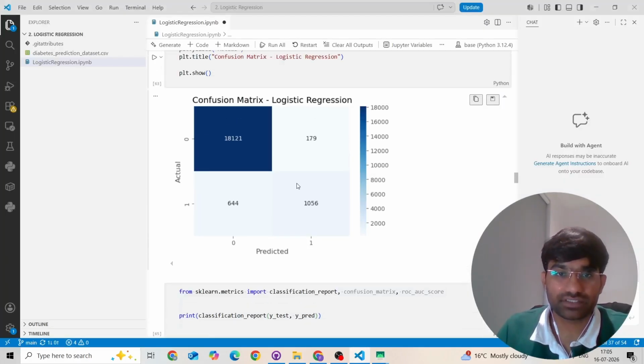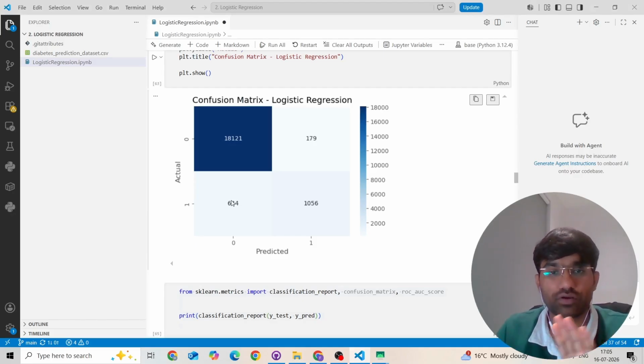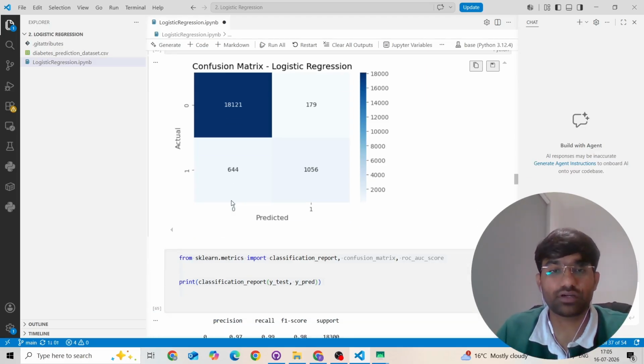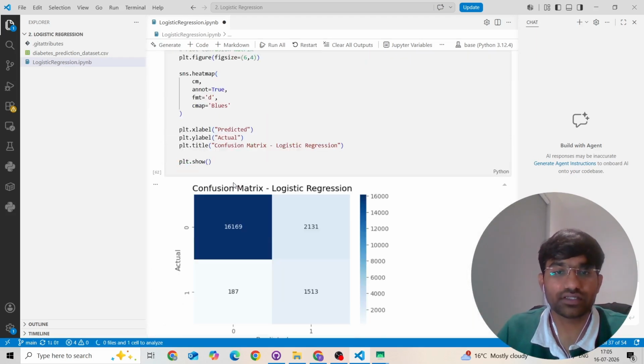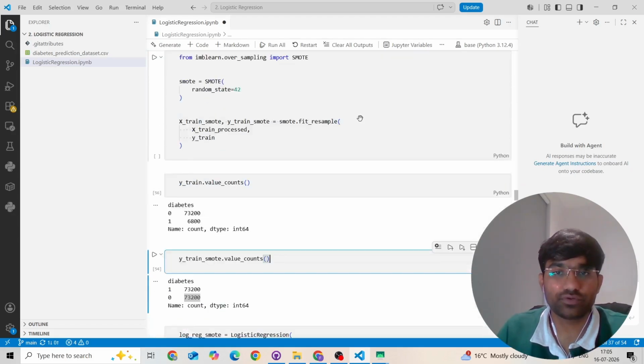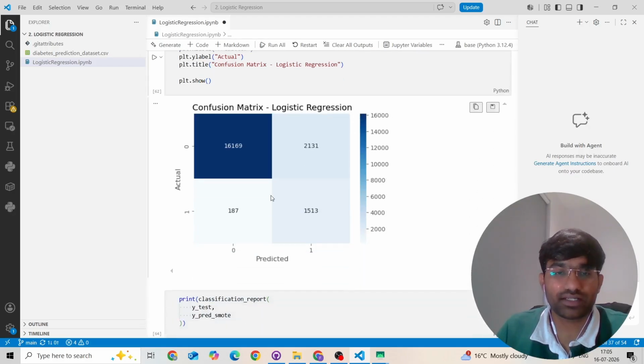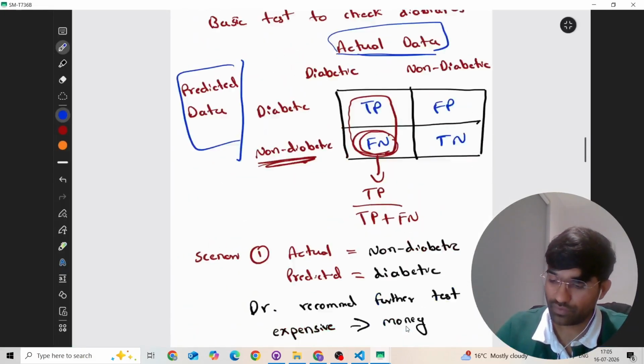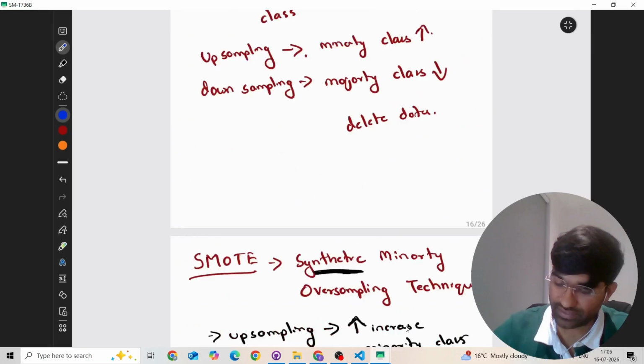If you see here, the value here is 644. This is the logistic regression base model with the imbalanced data set, without the SMOTE. I have not balanced the data set. It is an imbalanced data set. I have the false negative count as 644. And after applying the SMOTE, if you see the confusion matrix, from 644 it has decreased to 187. So our false negative rate has decreased.